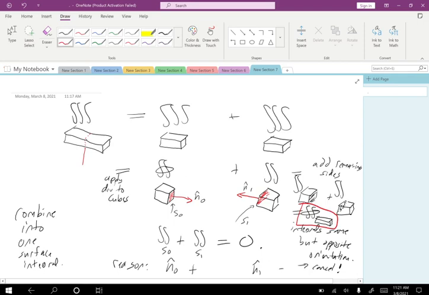So again, I'll link to the 2D video because this might be kind of hard to visualize. I think it's a little easier to visualize in the 2D case. So if this is a little confusing, I would check that out. But this is the heuristic idea of how you prove the divergence theorem.